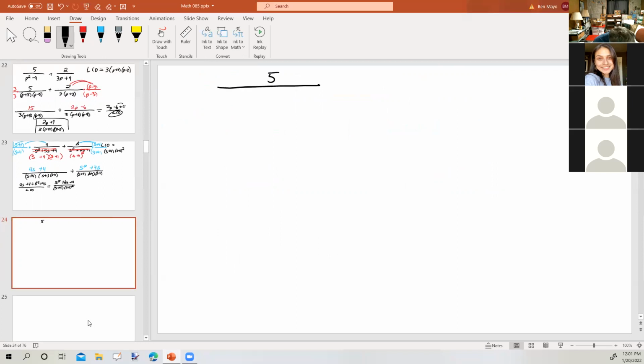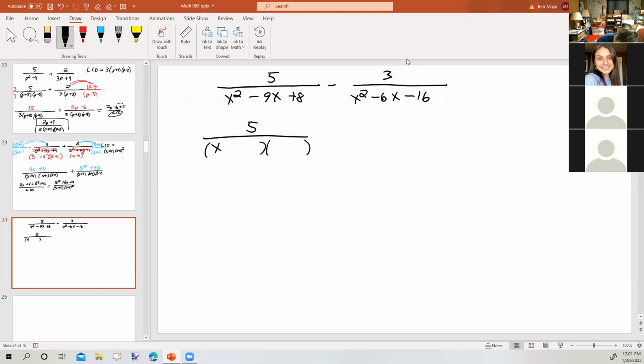5 divided by x squared minus 9x plus 8 minus 3 divided by x squared minus 6x minus 16. So I'm going to factor each denominator. 5 over x minus 8, x minus 1. Minus 3 over x minus 8, x plus 2.